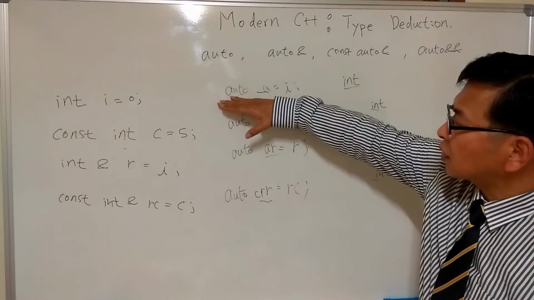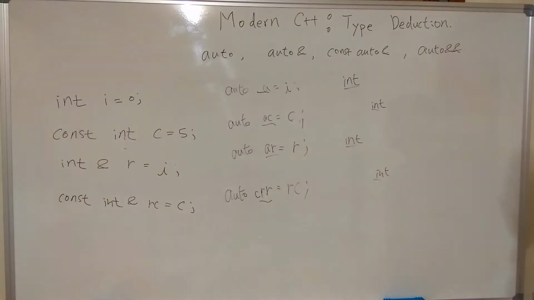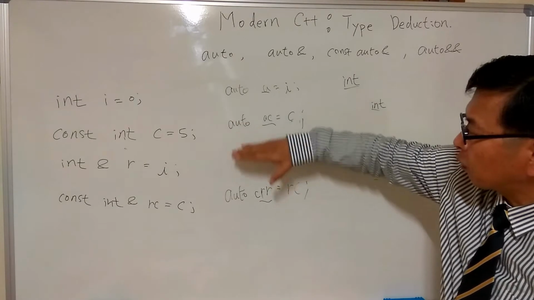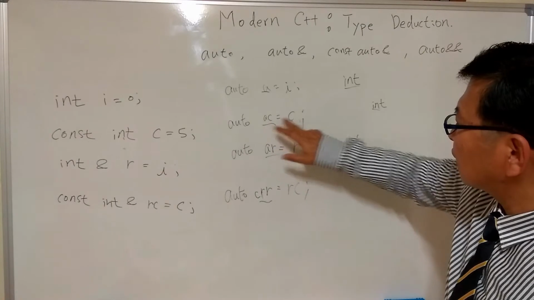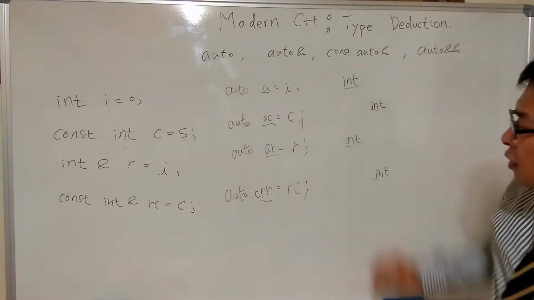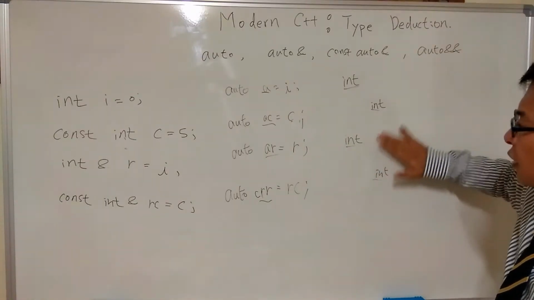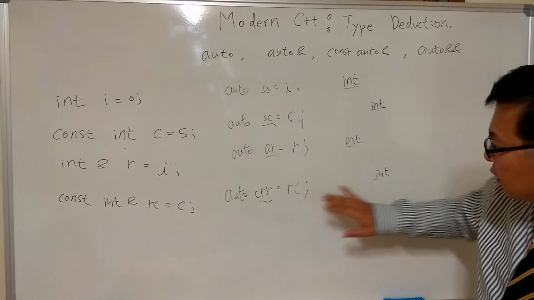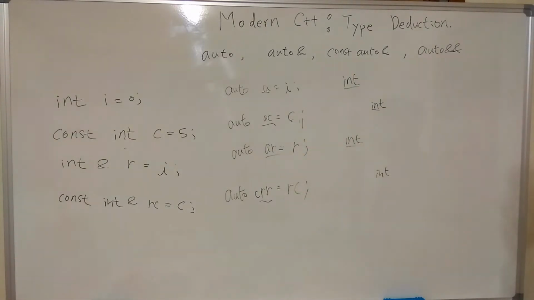So auto means that if we declare a variable using the auto keyword, the constness disappears, the reference disappears, and the const reference also disappears, leaving only int. You have to remember this rule. This rule is very important.